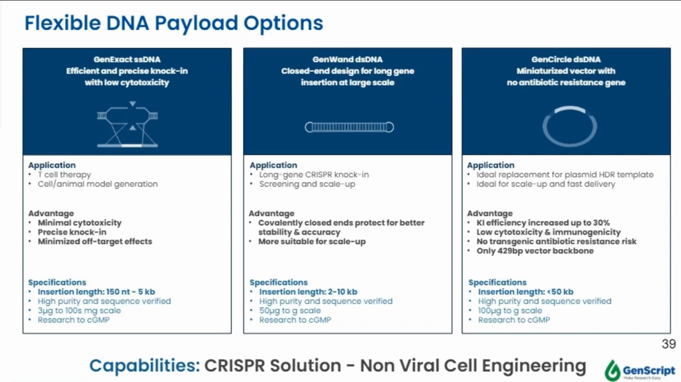GenExact ssDNA supports the lowest cytotoxicity for high efficiency and minimizes the off-target effect, which is ideal for T-cell therapy. GenVec ssDNA is covalently closed linear DNA, which enhances stability, and it can be used for large-scale screening and scale-up in cell and gene therapy. And GenCircle dsDNA is a mini vector with no antibiotic resistance gene and can increase the knock-in efficiency up to 30% and shows lower cytotoxicity, which is an ideal replacement of plasmid as HDR template.